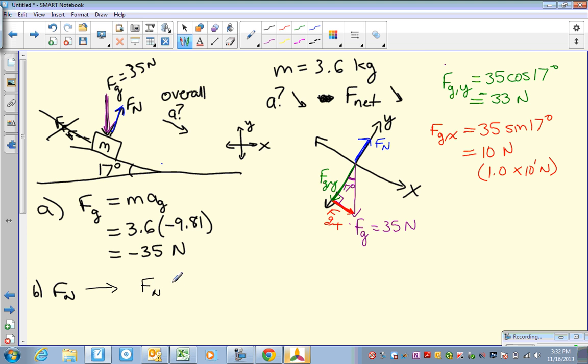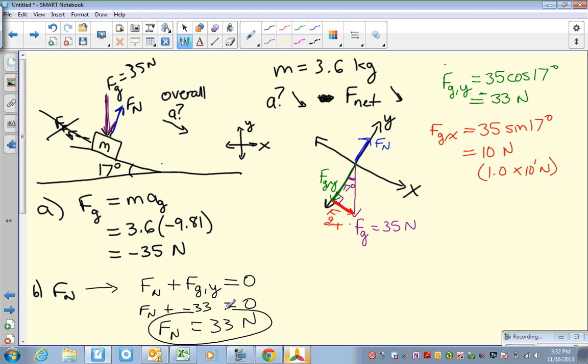our normal force plus our gravitational force in the y direction must add up to 0. So that means that since they're opposite directions, they have to be the same value. Our normal force plus negative 33 has to be 0. So our normal force is going to be 33 newtons. And that's the final answer for part B.